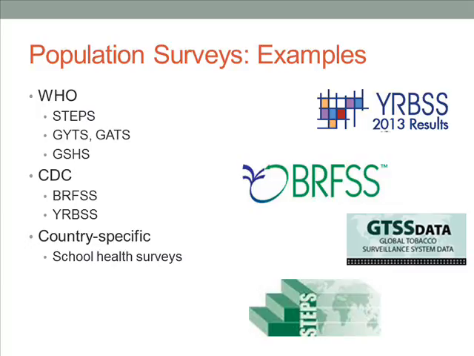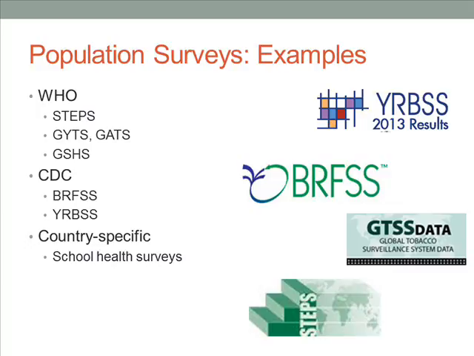WHO has developed STEPS, JITS, GATS and GSHS. The STEPS approach focuses on obtaining core data on the established risk factors that determine the major disease burden. It is sufficiently flexible to allow each country to expand on the core variables and risk factors, and to incorporate optional modules related to local or regional interests.